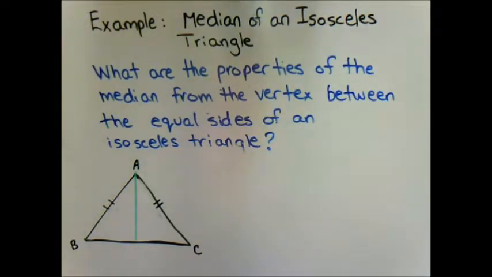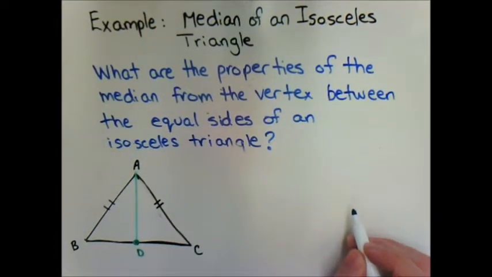And we want to know about the properties of that median. So what is true about that median? I've drawn my median here, and I'm going to label this point D so that we have something to talk about. The median then is AD. Now what can we say is true about this median?